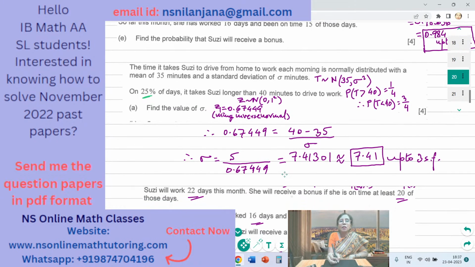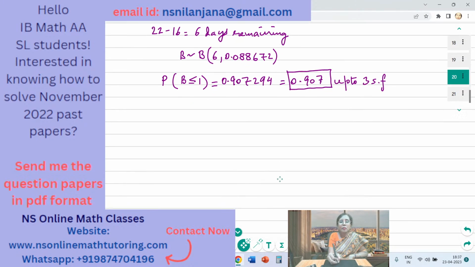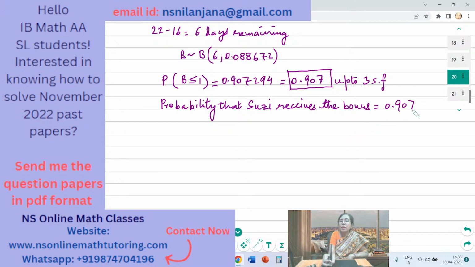So let me just write this in a sentence form. Probability that Susie gives bonus is equal to 0.907. Okay.